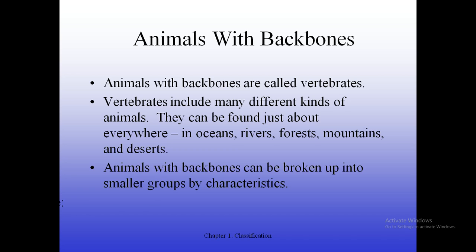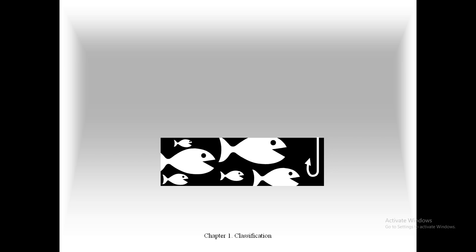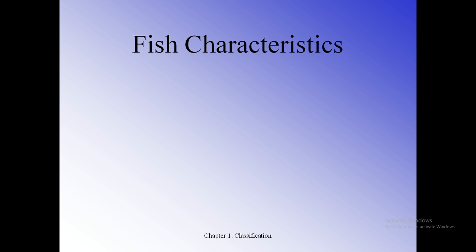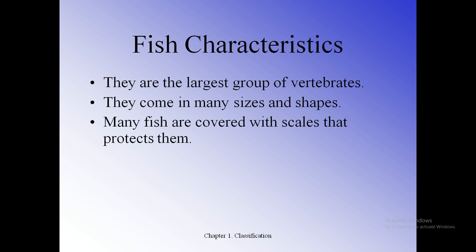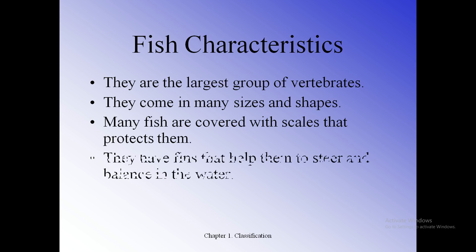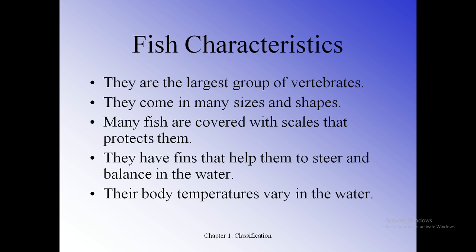They can live everywhere. Number first, fish. Fishes are also called Pisces. Characteristics of fishes: they are the largest group of vertebrates. They come in many sizes and shapes. Many fishes are covered with scales that protect them. They have fins that help them to steer and balance in the water. Their body temperature varies with the water.